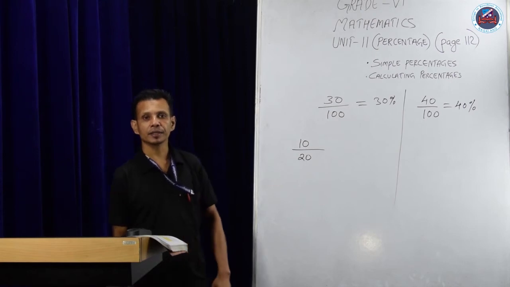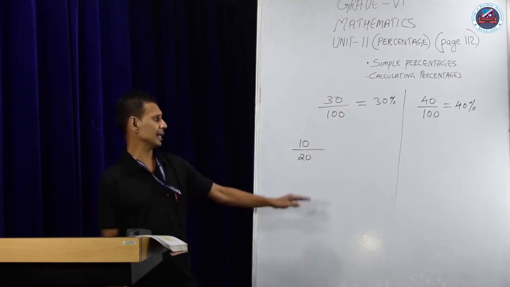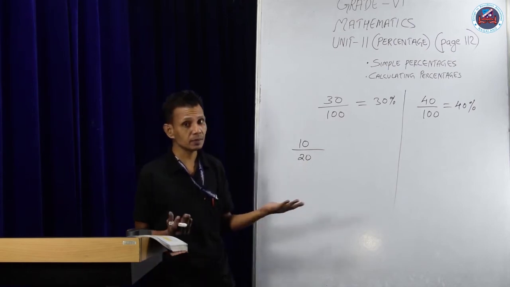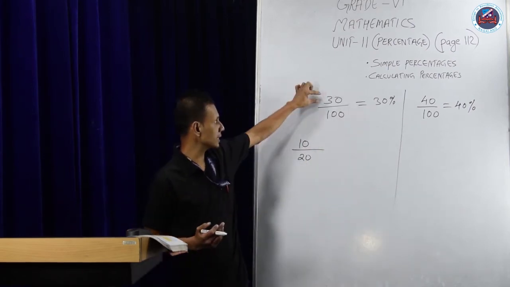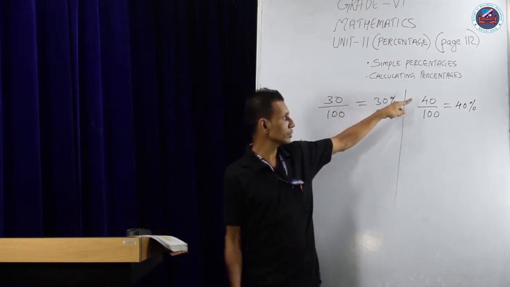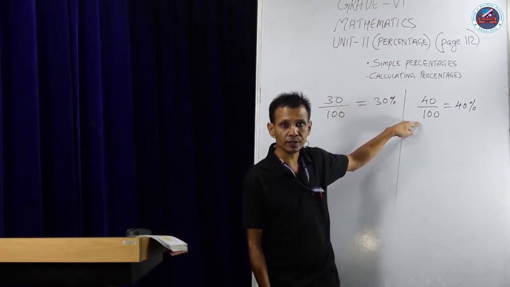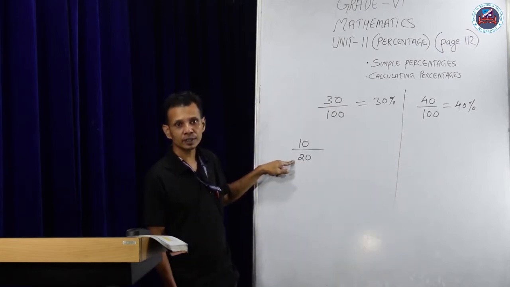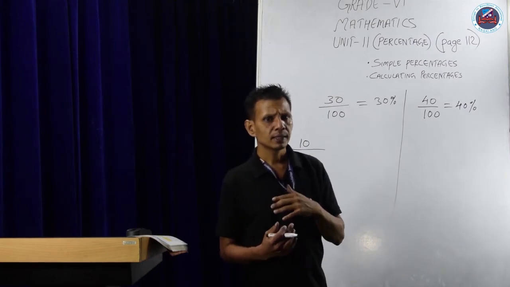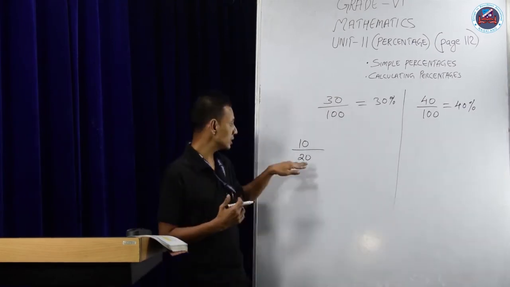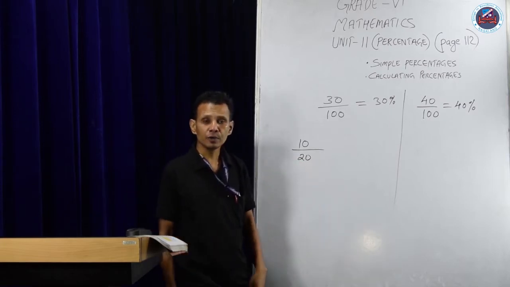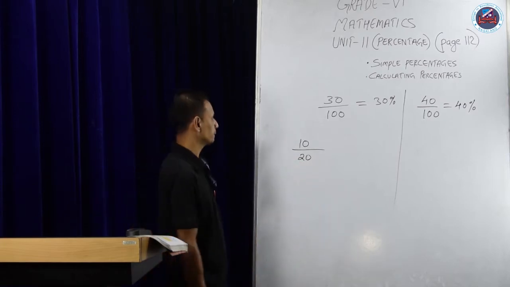Now, what is the percent here? You cannot say 10% because it's not out of 100, and percent means out of 100. Here easily I can say it's 30% because it's already out of 100. Here also I can say 40% because it's out of 100. Is it out of 100? No. So what you need to do here is try to change this denominator to 100. How will you do that?